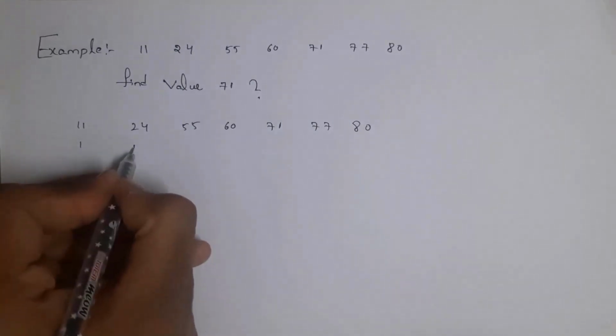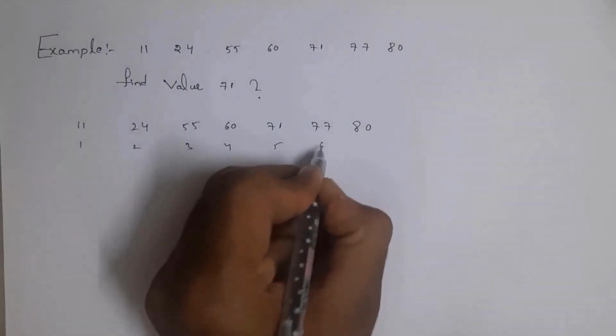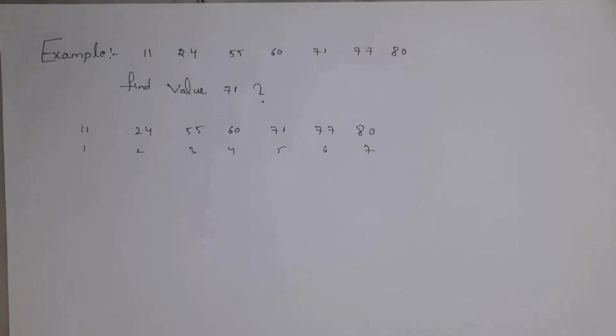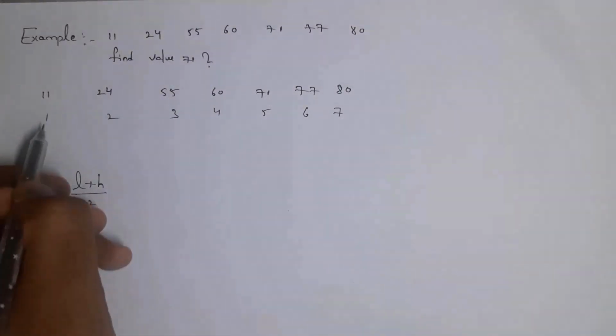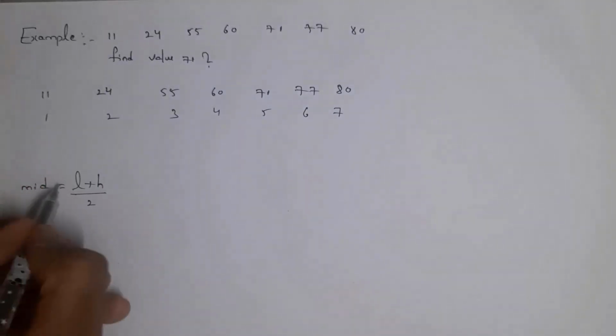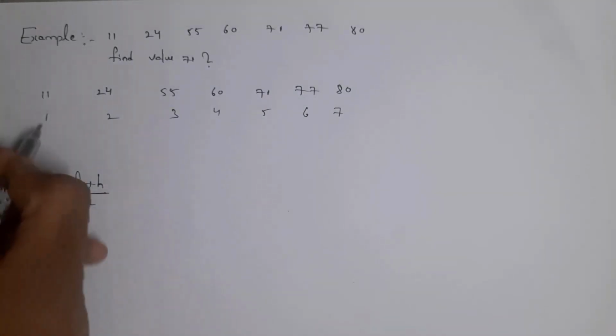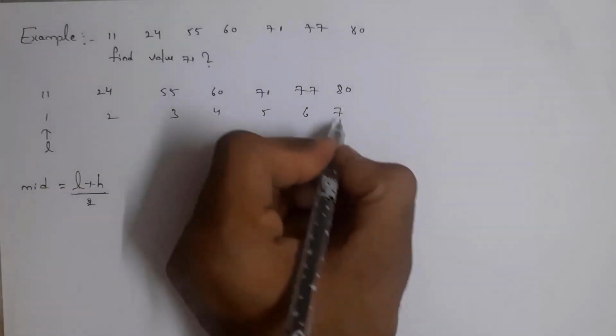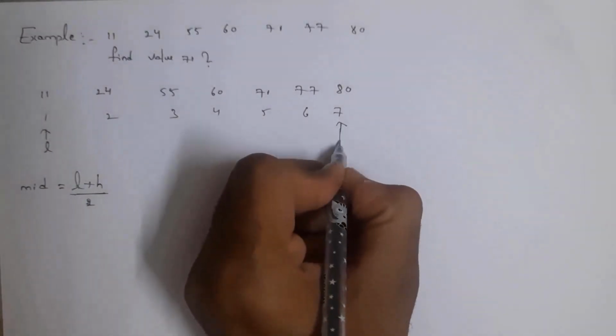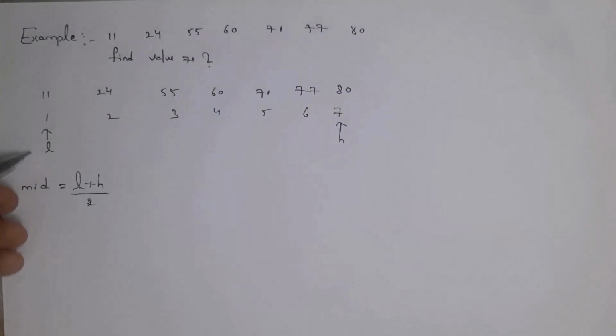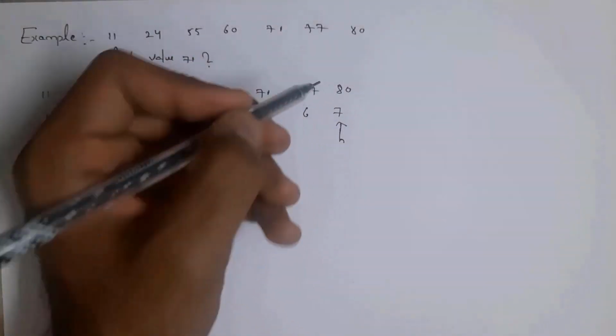Total there are 1, 2, 3, 4, 5, 6, 7. Total there are 7 elements in the array. In this you need to find the middle element. The formula to find the middle element is lower element plus higher element by 2. Lower element is nothing but the first element, and higher element is the last element in the array.